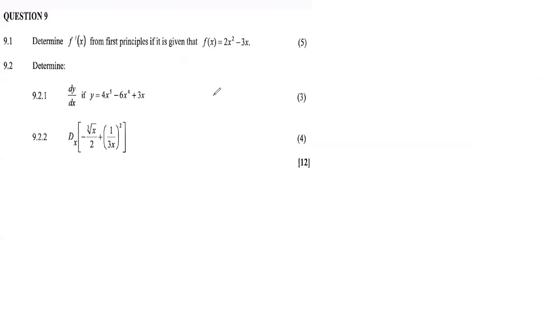It says determine dy dx if y is equal to 4x to the exponent of 5 minus 6x to the exponent of 4 plus 3x.